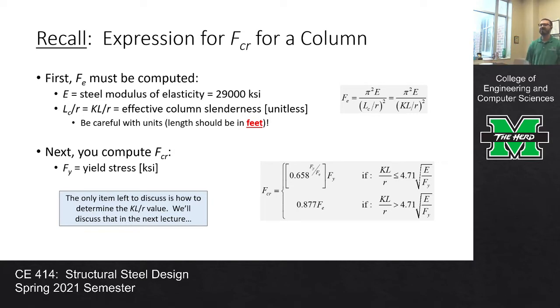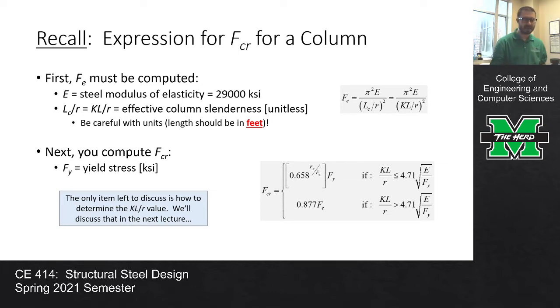So we have this term Fcr. Fcr is the critical buckling stress for a column that uses the Fe term, but Fe is not the answer. Fe was the result of our differential equation derivation. Fe is not the answer, but it is useful. We utilize Fe in order to compute the answer. And the answer depends on where your slenderness falls on either side of this limit, 4.71 square root of E over Fy. There's nothing really special about that term, 4.71 square root of E over Fy.